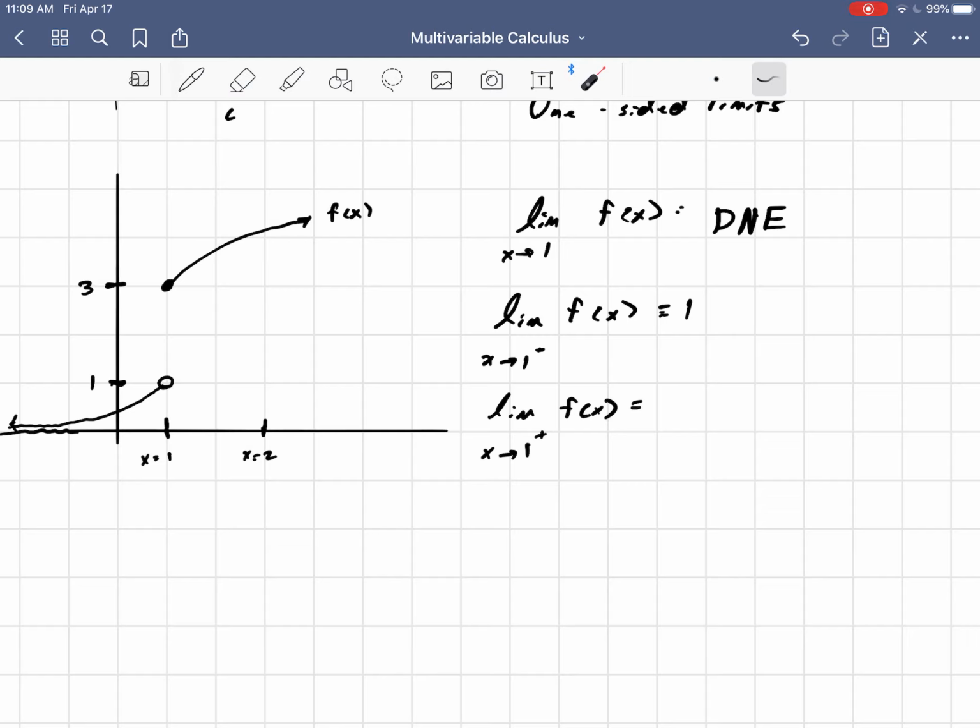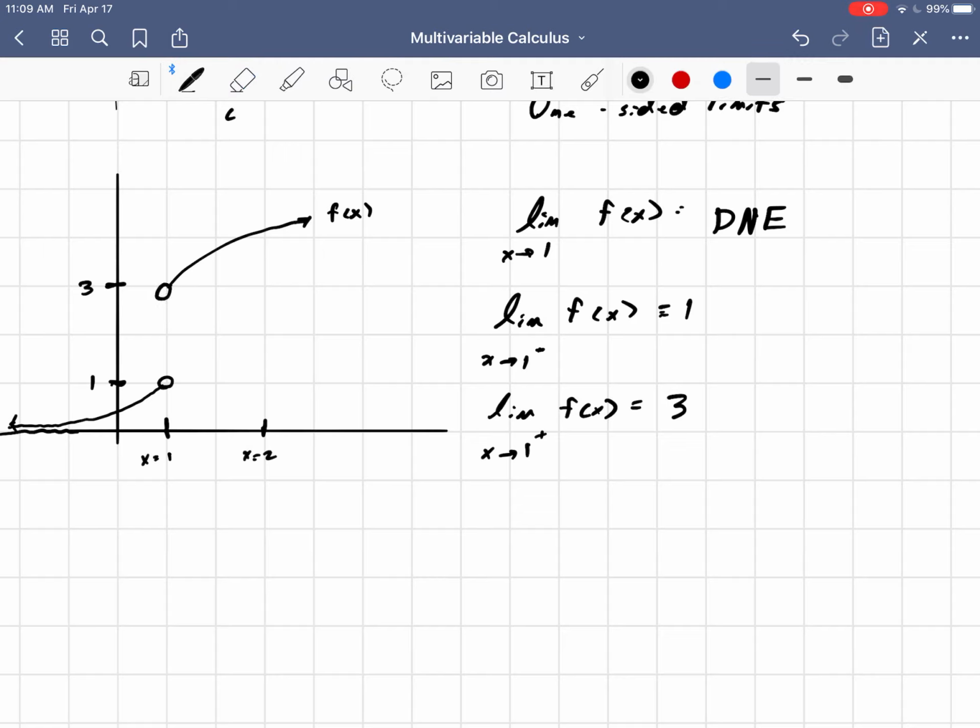Now the limit as x approaches 1, and we write it with a plus sign as an exponent, of f of x, is read as the limit as x approaches 1 from the right. So that would be going in this direction. And it should be obvious that the value that we approach is this 3 right here. So this whole limit is equal to 3.